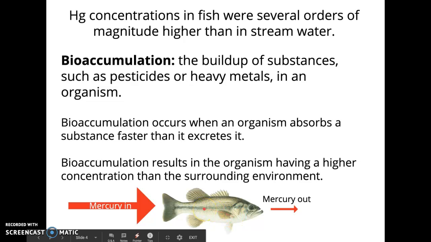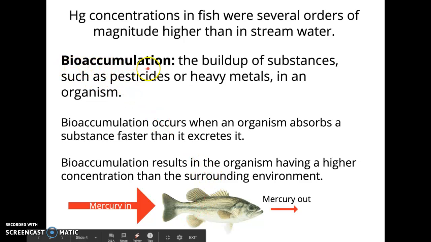So bioaccumulation results in the organism having a higher concentration than the surrounding environment. That means the fish is going to have more mercury in it than the pond or lake nearby. So of the water, the sediment, and the fish, the fish should end up with the most because it's taking in more than it's releasing, which means mercury is removed from the environment and put into the fish. And since there's not as much coming out, you're going to have a lot more mercury staying inside the fish.